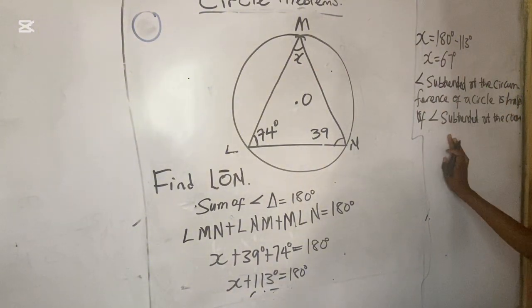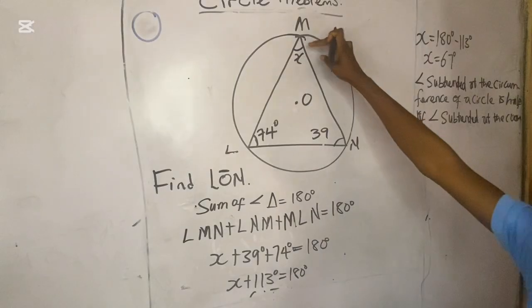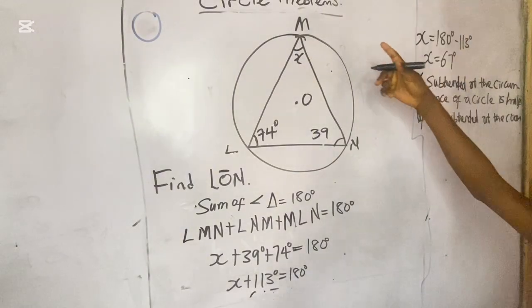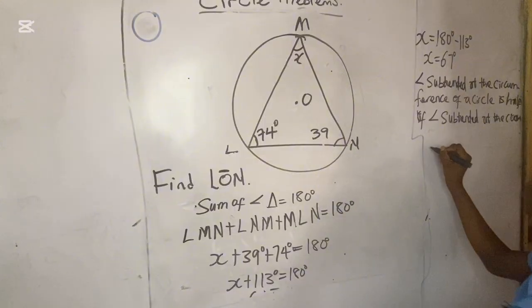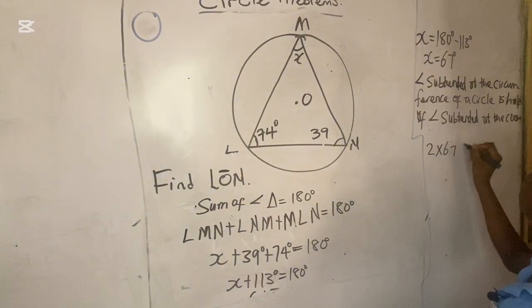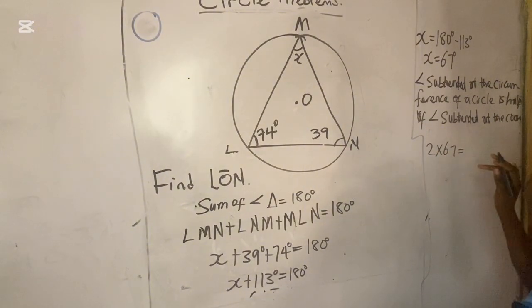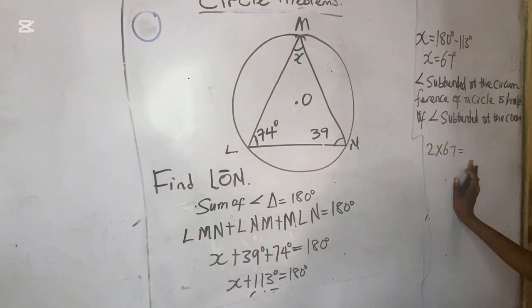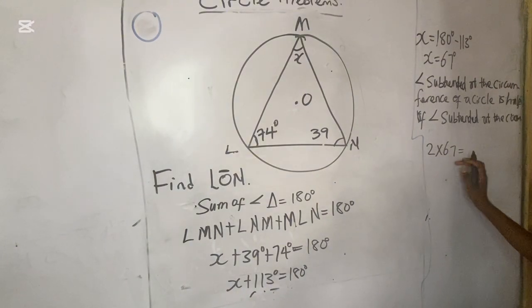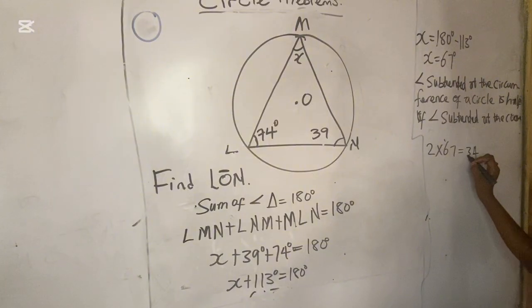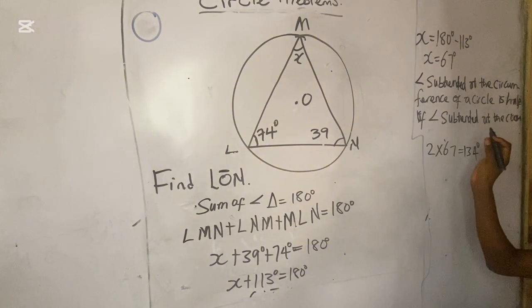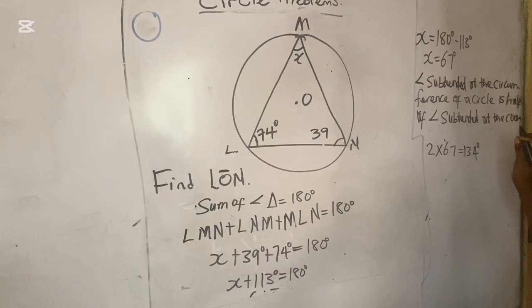So using this rule, which means this is the circumference, right? So 2 times 67, that's how we get our center. So therefore 2 times 67 equals 134 degrees. That's correct. Yes. That's correct.